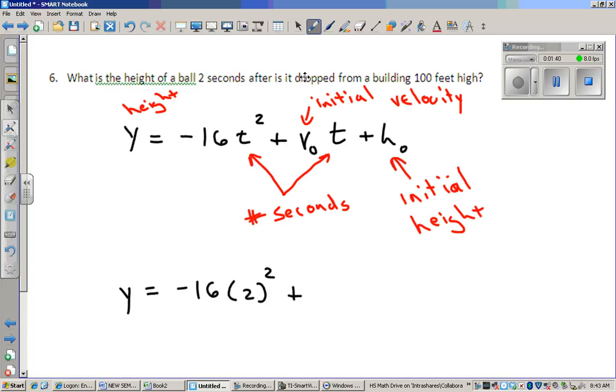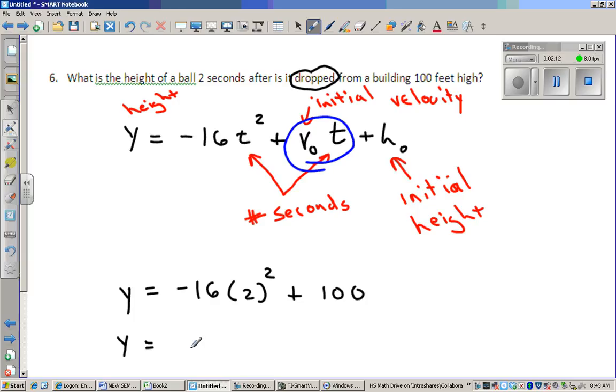And let's see, initial velocity. When you drop something, your initial velocity is 0. You're not putting any speed on that object. We're not throwing it. We're not striking it with a golf club or anything like that. So that's just going to be a 0. I'm not even going to put in a value for this particular term at all. Plus the initial height. And the initial height was given to me as a 100.